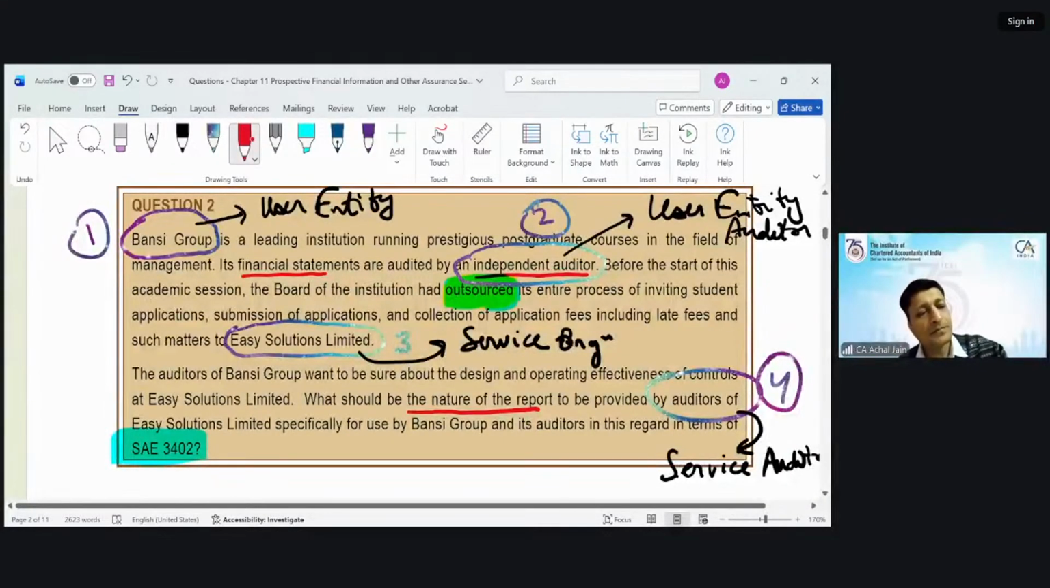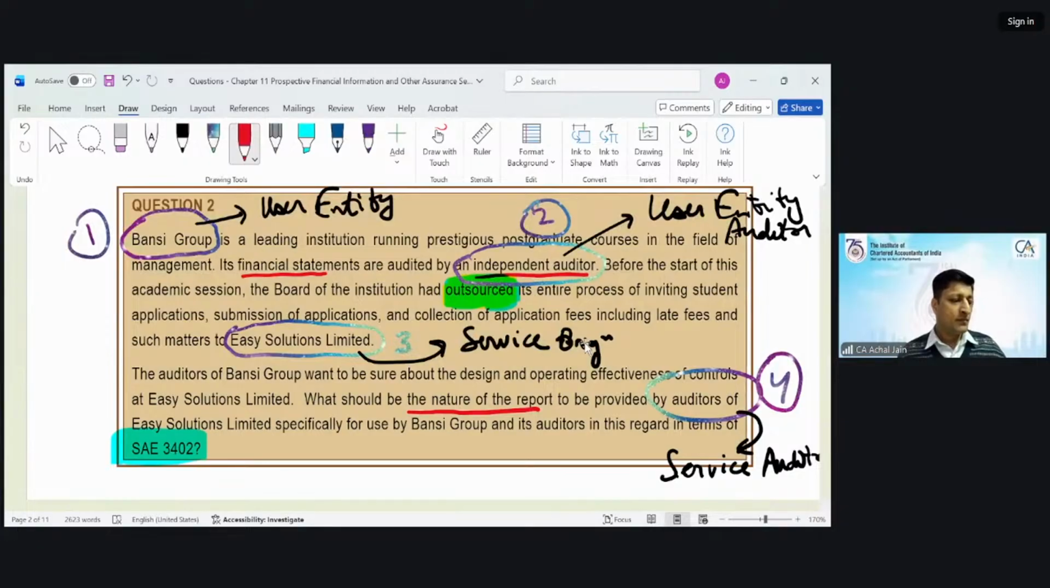Okay, sir. Actually, the Bansi Group is the user entity here. That institution outsourced its entire process of inviting student applications, submission of applications, and collection of application fees, including late fees and such matters, to EC Solution Limited. Since the user entity auditor is auditing the Bansi Group of institutions, he wants reasonable assurance. When approaching the Bansi Group, he identified that some of these activities are outsourced to EC Solution Limited. So to get confidence, he needs some sort of report from EC Solution Limited. That is the reason the user entity auditor approaches Bansi Group.